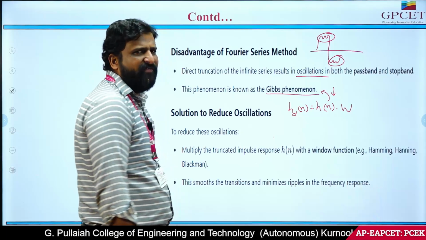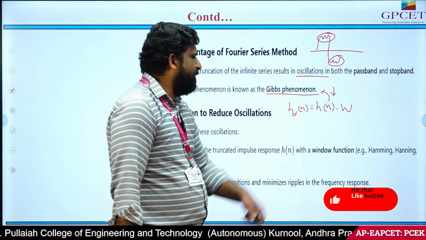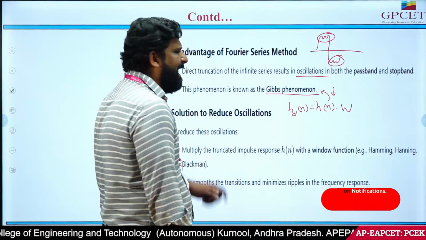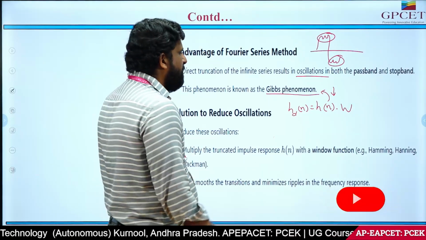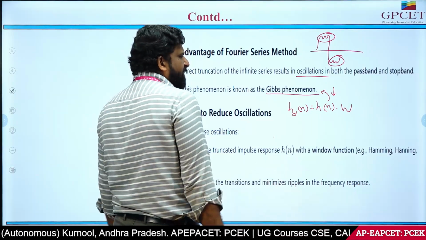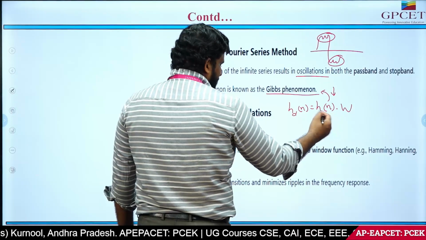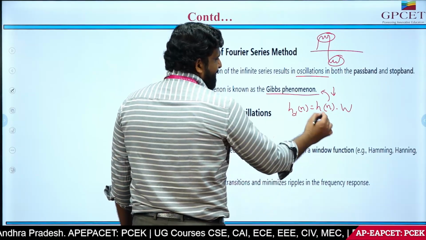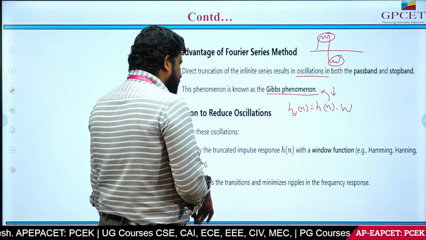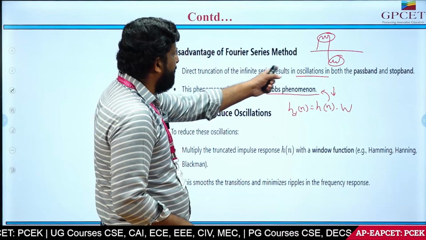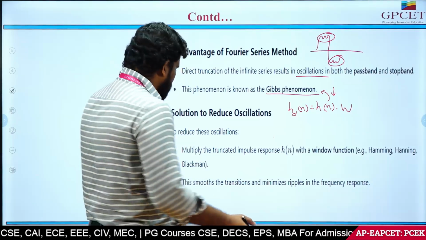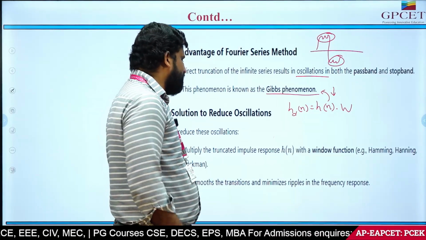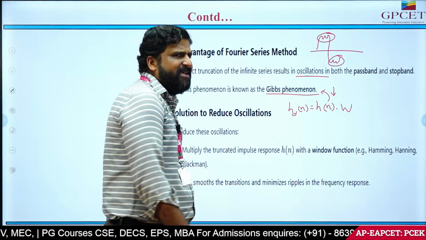There are different types of windowing functions: Hamming, Hanning, Blackman, triangular, and some others. If we multiply any one of the windowing techniques with the desired truncated impulse response h of n, then the ripples or oscillations in the passband and stopband will be reduced. So this smooths the transition and minimizes the ripples in the frequency response.